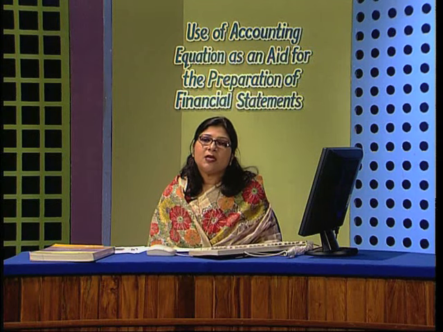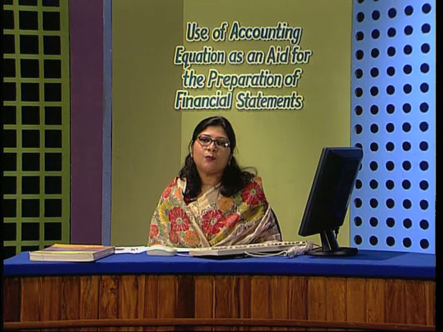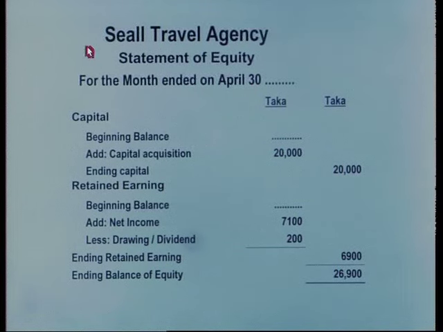Dear students, it is also important when you prepare the financial statements to write down the headings in a proper way. Look at the statement of equity. First of all, you have to write down the name of the organization, that is SIL Travel Agency. Then you write down the name of the statement. Now we are showing the statement of equity. And in the third line, you have to write down the period, that is for the month ended on April 30.